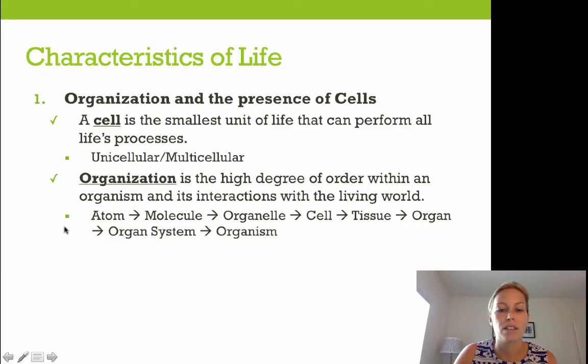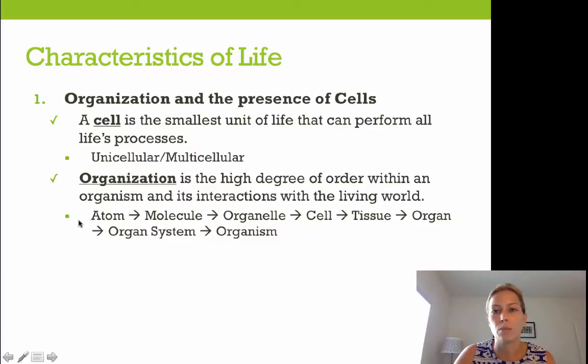So all living things start out with an organized atomic structure, and those atoms form molecules, and those molecules come together to form organelles. Those organelles make cells, which is our basic unit of life. Now those cells group together to form tissues, organs, organ systems, and organisms. So we've got a high degree of order within all living things, and even within a living thing, there's organization.